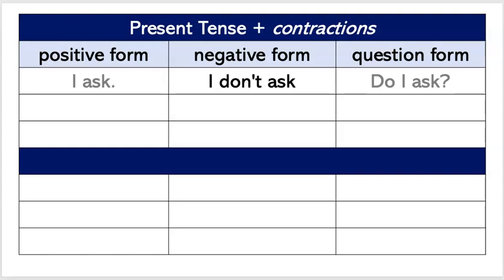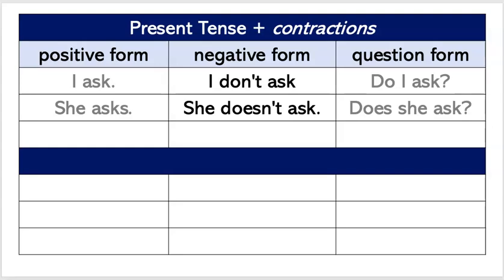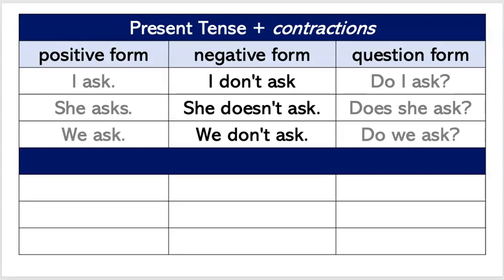Notice in the positive and the question form, we don't have an option for a contraction. In the first person, I wouldn't try to put together I and ask. So we have I ask, I don't ask, do I ask? The same thing for the third person. We can say she doesn't ask. And similarly for the first person plural, we don't ask.